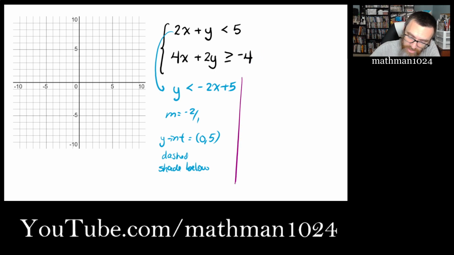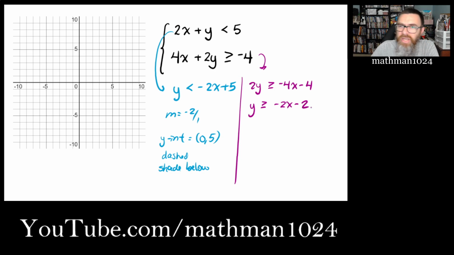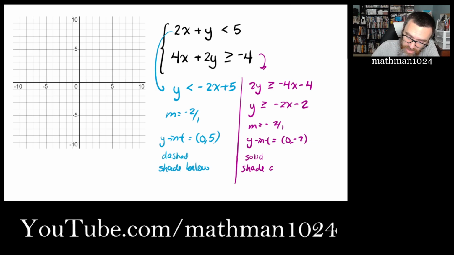All right, now let's take a look at this next one. If I solve this for y, we get 2y is greater than or equal to negative 4x minus 4. Dividing both sides by 2, we get negative 2x minus 2, so we have a slope of negative 2, a y-intercept of 0, negative 2. Because it says greater than or equal to, we know that line will be solid. We solved for y, and it says y is greater than, so we will shade above.